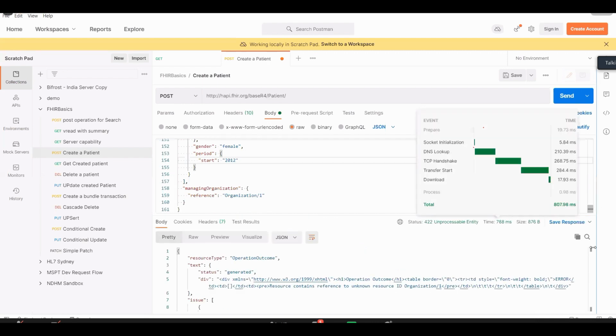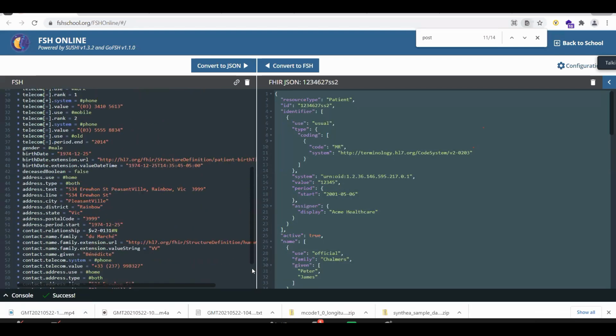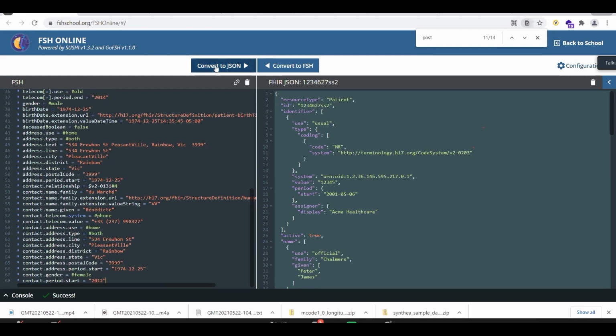It says unprocessable entity, which means there is an error. So what is the error? The error is unknown resource ID Organization/1. So what we might have done is we have given this organization as 1, right? Now you remember this is a reference. A reference means this resource should be existing on the server, right? Because we are referring to the particular resource that exists. In this particular server where we are posting, it does not know what Organization 1 means, and that's why it is throwing that error. So what we can do is delete it and then create a new JSON.